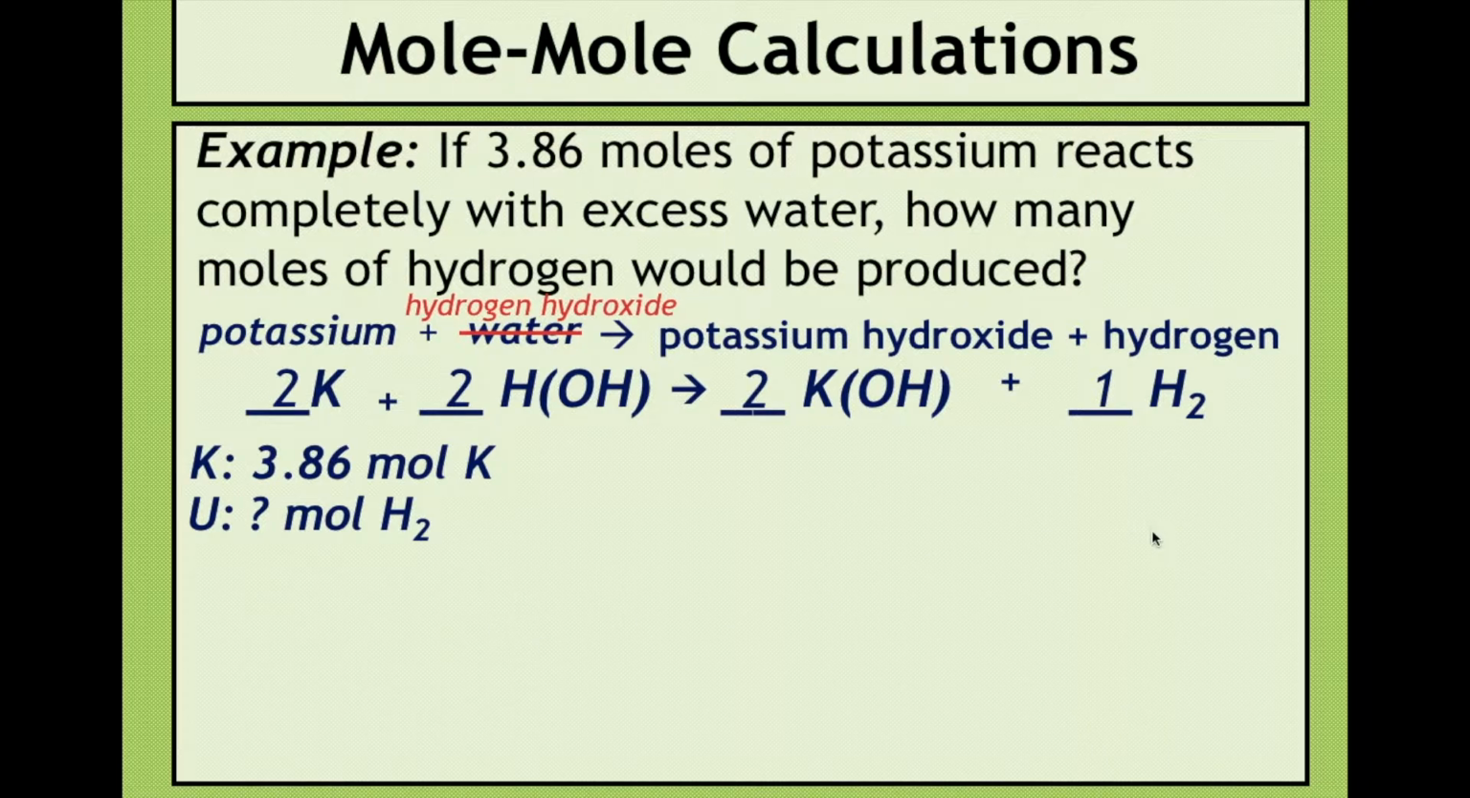So it's a little more complicated, but it's no big deal. So we're looking at the ratio of potassium and hydrogen only. We don't care about the other two because the question's not asking about it. So that's why I circled them. We're just going to ignore the rest.